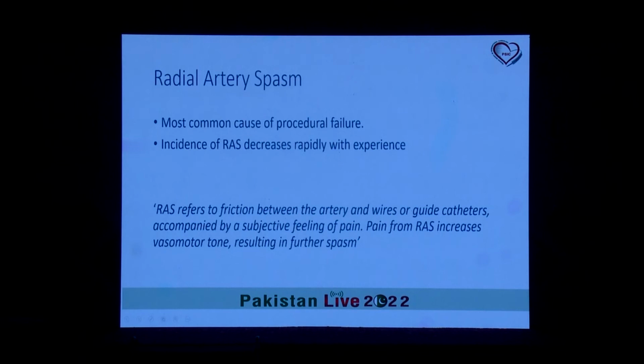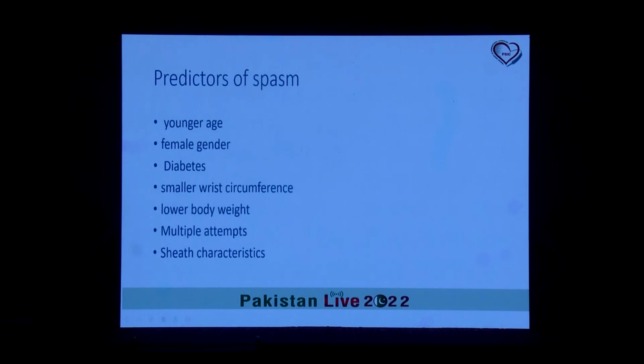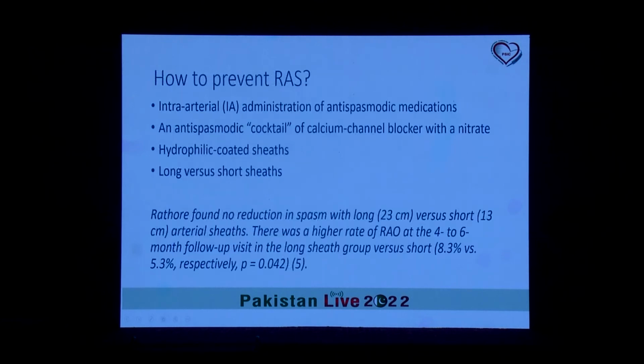Incidence decreases with experience. Radial artery spasm refers to friction between the artery and the wires or guide catheters accompanied by a subjective feeling of pain. Pain from RAS increases vasomotor tone, resulting in further spasm. Now, younger age, female gender, diabetes, small wrist circumference, lower body weight, multiple attempts, and sheath characteristics are basically the predictors of spasm. How to prevent this?